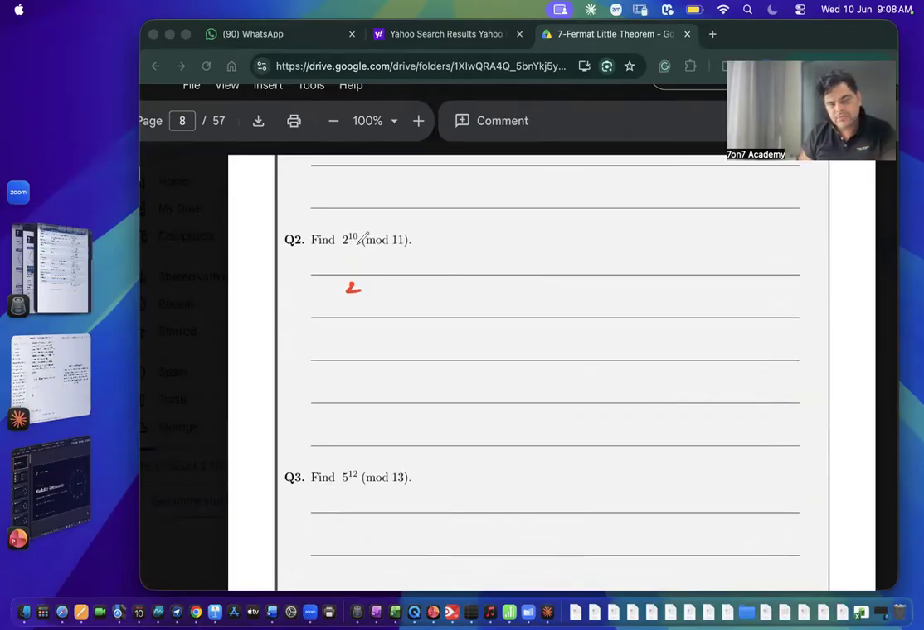Saisa, can you tell me the answer of that? 2 raised to 10, 1. Perfect, mod 11. So this power is 1 lesser than this, and these are co-prime, so the answer is going to be 1. What if I have 12 here? Then will it work? No, no? Okay, so I understand a little.